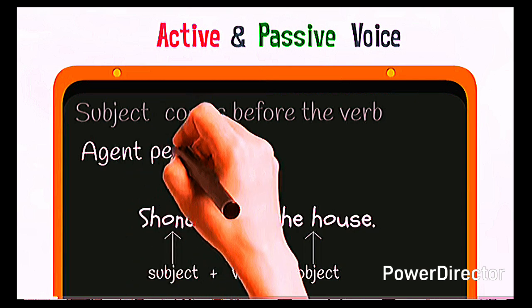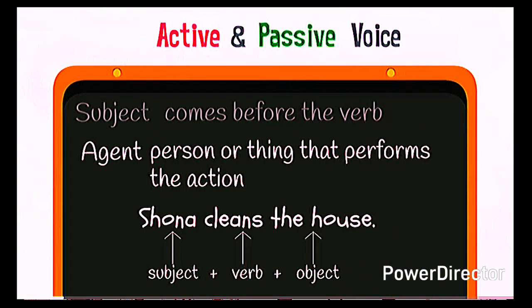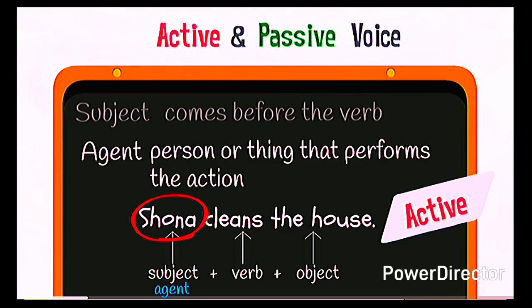The agent is the person or thing that performs the action. We can think of the agent as the actor within a sentence. Can you see who or what is performing the action in this sentence? That's right, Shona. That means that in this sentence, the subject and the agent are the same. When this is the case, active voice is being used.